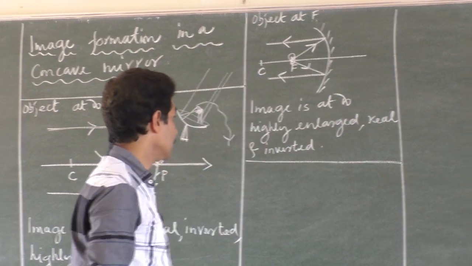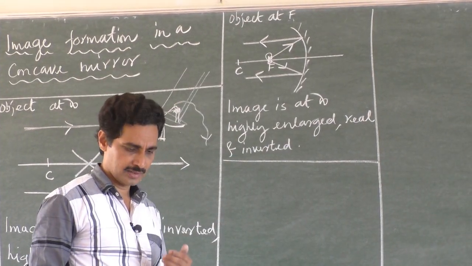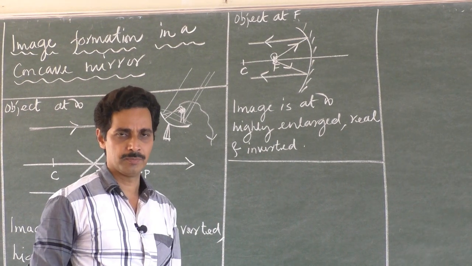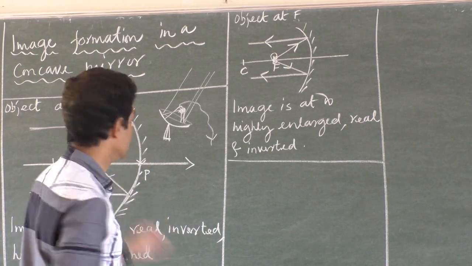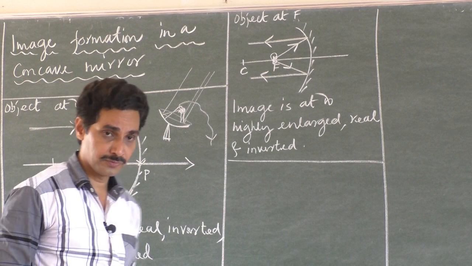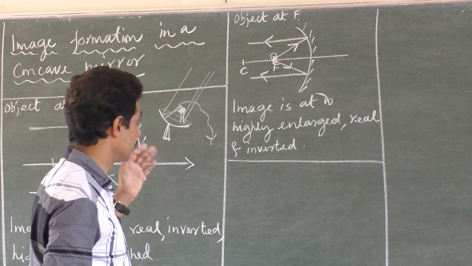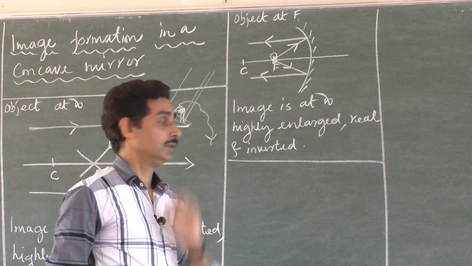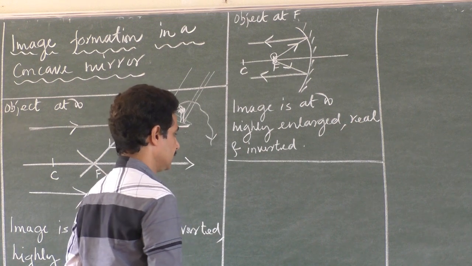Now, you understand it by remembering the applications. Object at infinity, this antenna dish; object at focus, image at infinity, the rays are becoming parallel. That is a headlight reflector. Okay, now the third one we will see.